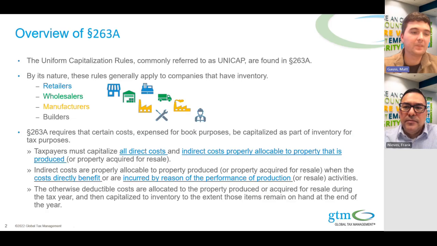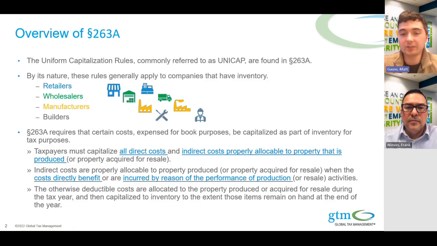Thank you, Frank. The Uniform Capitalization Rules, commonly referred to as UNICAP, are found in Section 263A. By its nature, these rules generally apply to companies that have inventory, such as retailers, wholesalers, manufacturers, and builders. Thus, UNICAP rules apply to both producers and resellers of inventory.